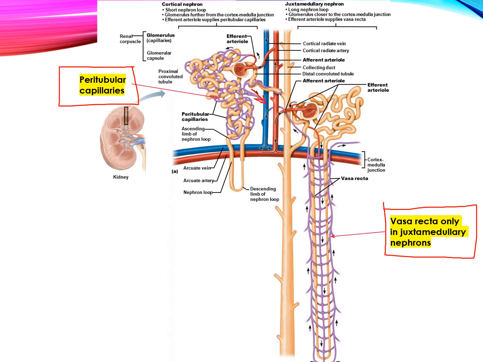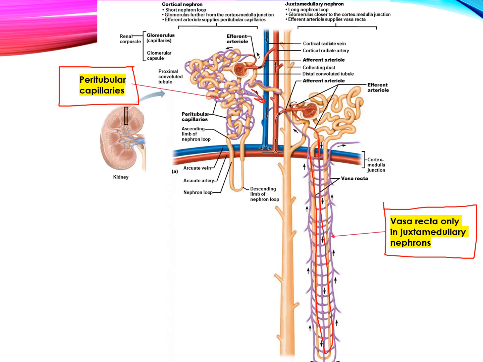So that they can secrete and resorb all the water and ions and things that they want to keep, and then secrete all the waste that we don't want to keep. Okay, and then they're going to exit out the system, out the venous system. So then we have our cortical radiate vein that's going to leave and become the arcuate vein, and essentially out the kidney into the venous system, right?